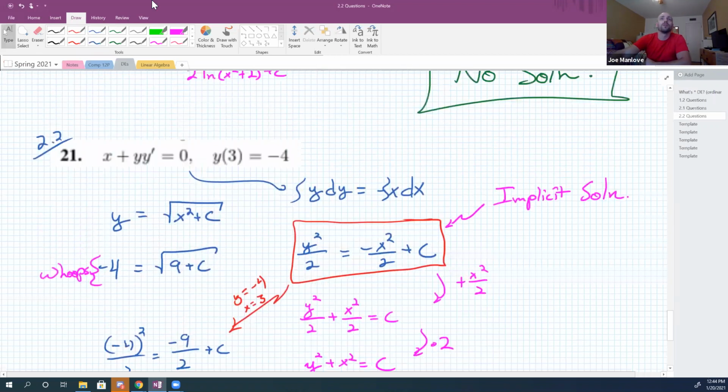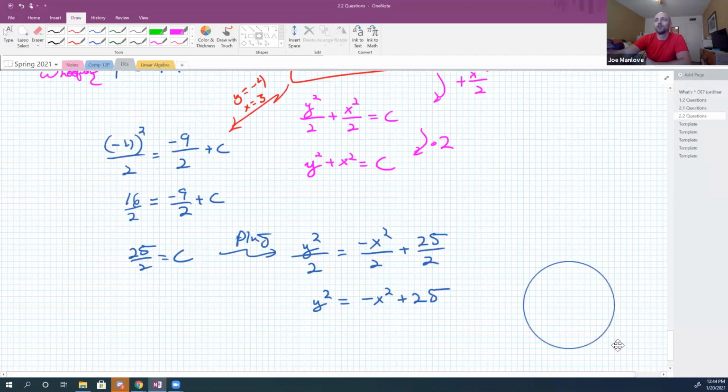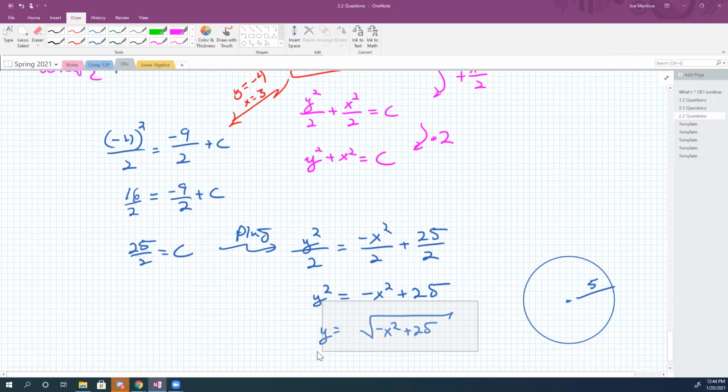I have here a circle. This circle is centered at 0, has a radius of 5. If I'm going to solve this, I'm going to say y is the square root of minus x squared plus 25. You guys see that? If I pick this way, which half of the circle is this thing? Should be the top half, right? Yep. Good.